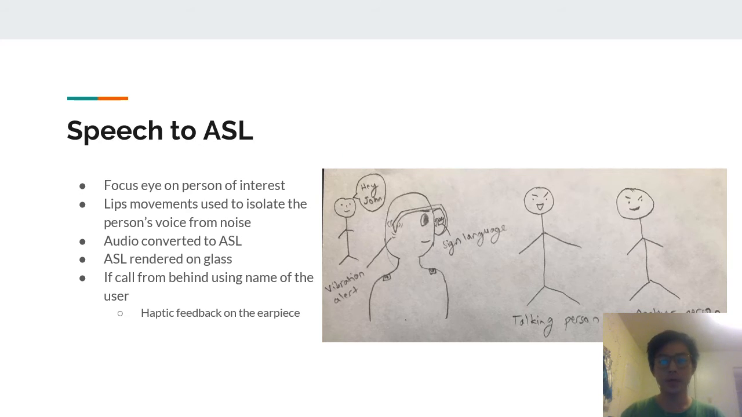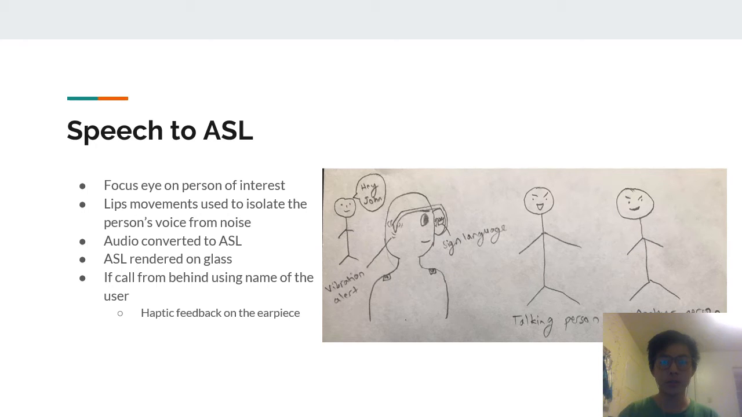And for speech to ASL, I'll just have to focus on a person, just like in the picture shown over here. I'll have to focus my eye on the person. The frontal and the backward cameras will coordinate and find the focus area, like which person I'm focusing on, and capture the lip motion and utilize it to isolate the audio of the person from the rest of the noise, and translate it and render it as sign language over here in the glasses.